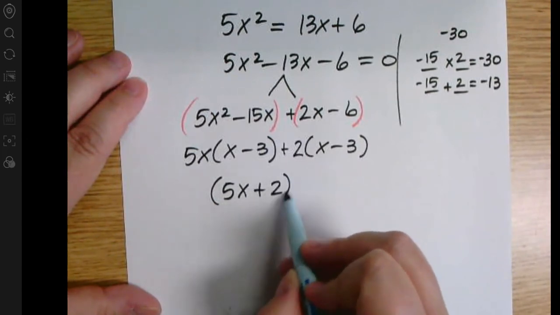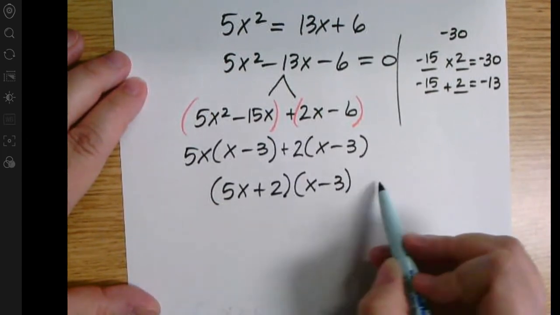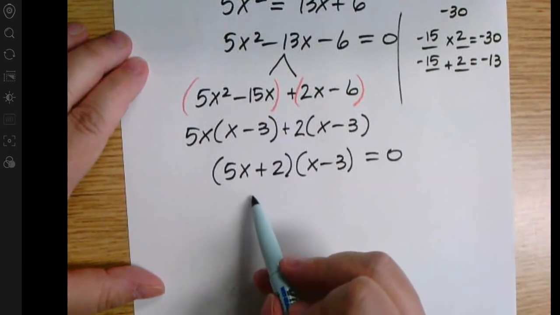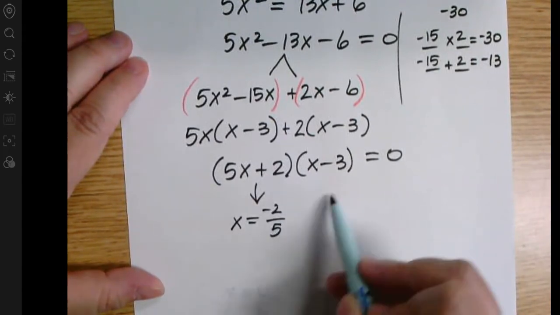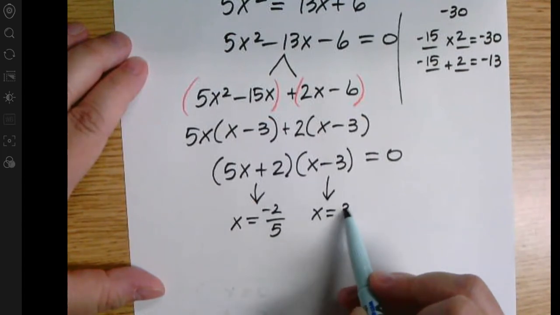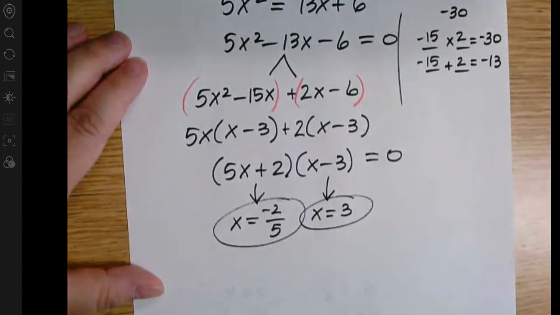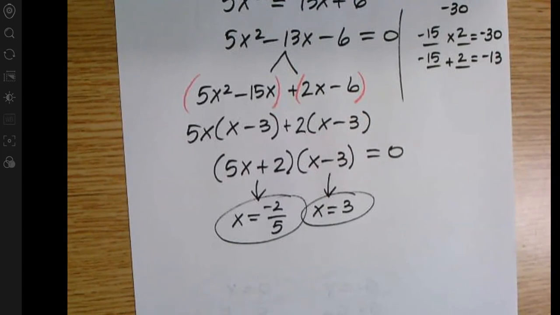5x plus 2 times x minus 3 equals 0. If I set each one of those equal to 0, I'll get -2/5 and 3. If you don't believe me, set them equal to 0 and find out. All right, last one, we're going to do factoring.